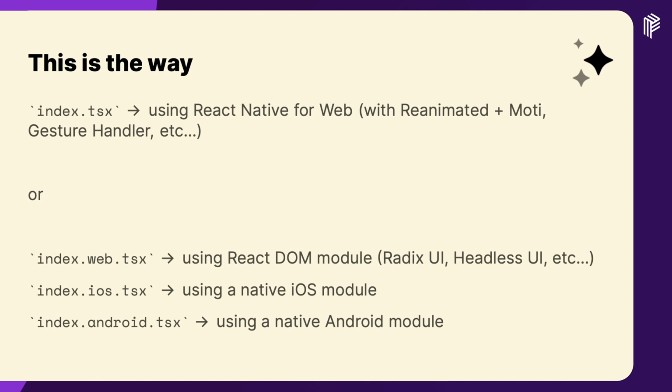So on web, you use React DOM modules, because there are amazing modules that have existed for a while now, and that are battle tested, bulletproof. So you can use Radix UI packages or Headless UI. The select I just showed you in the live demo was from Headless UI. It's crazy good, and it's used by a lot of apps. So on web, for some components, you just want to use that. On iOS, you probably want a native iOS module.